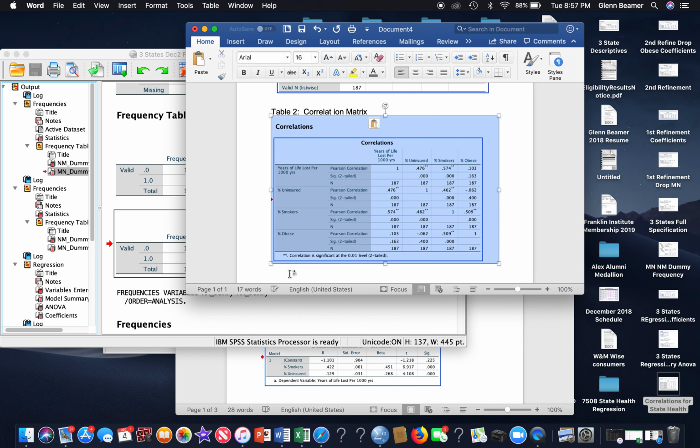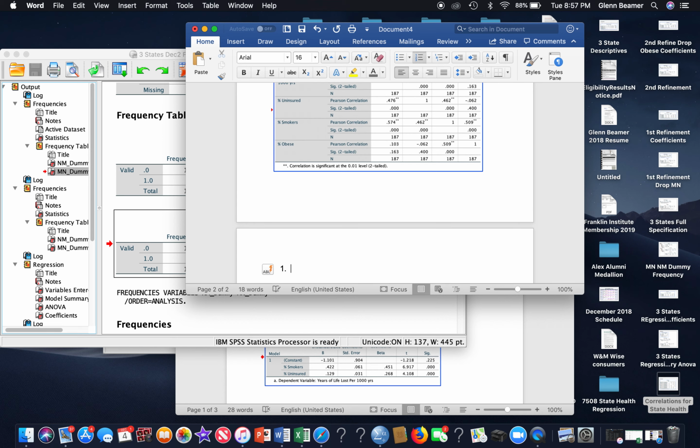Well, I'm going to note a couple of things that are noteworthy, and I'll just write them in here. So one, all 3 independent variables have positive correlations with years of life lost.